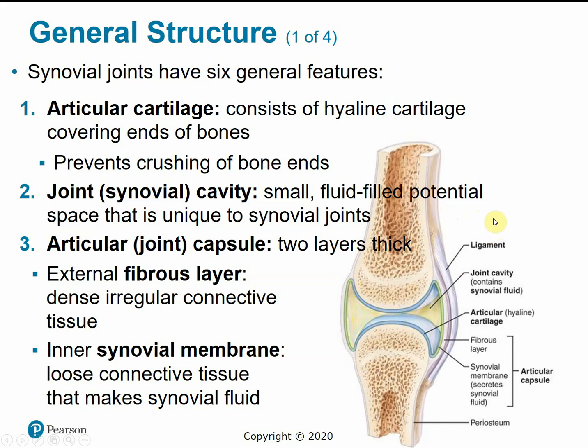The articular or joint capsule contains 2 layers. So you have an external fibrous layer composed of that dense connective tissue just to help add some support to the joint, and an inner synovial membrane shown here lining the cavity in green. So this is a loose connective tissue that's going to produce our synovial fluid in the cavity.